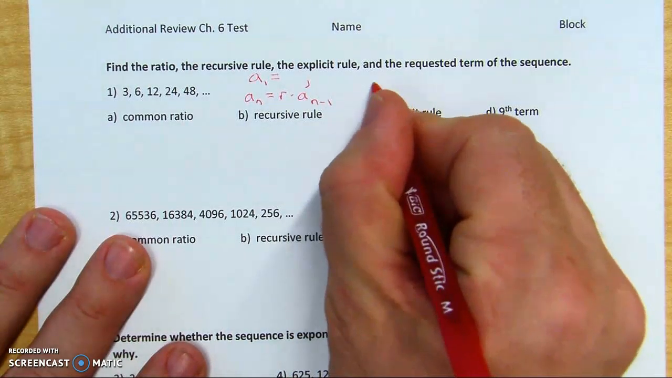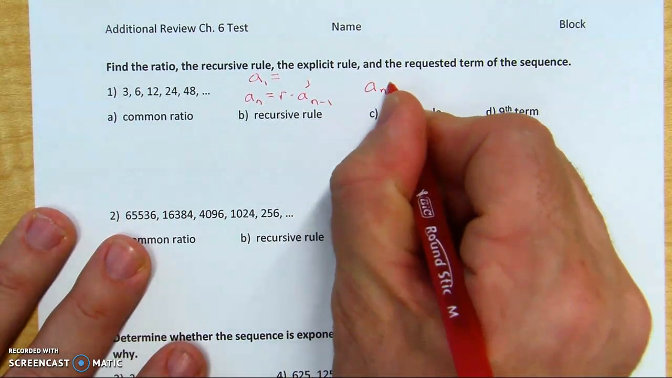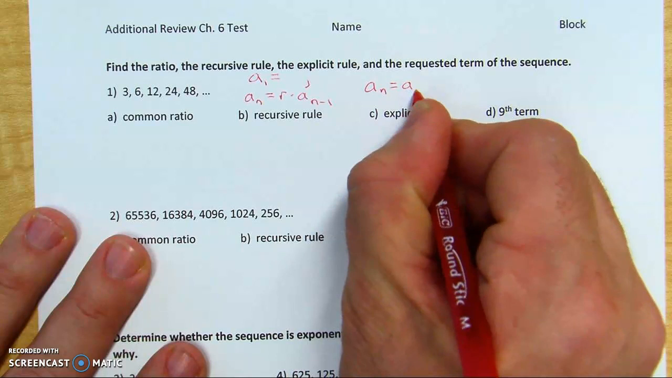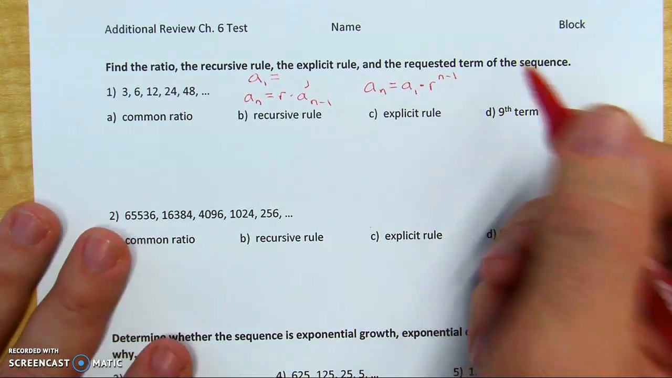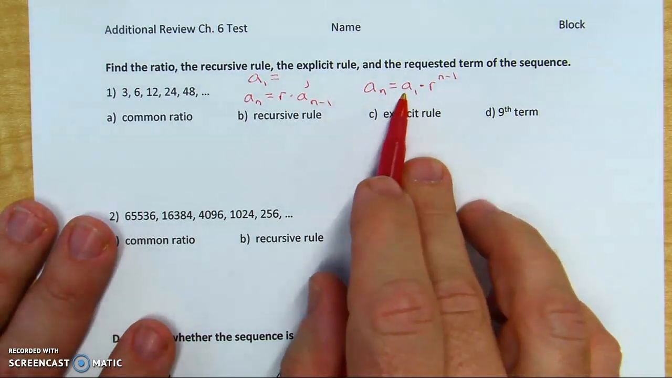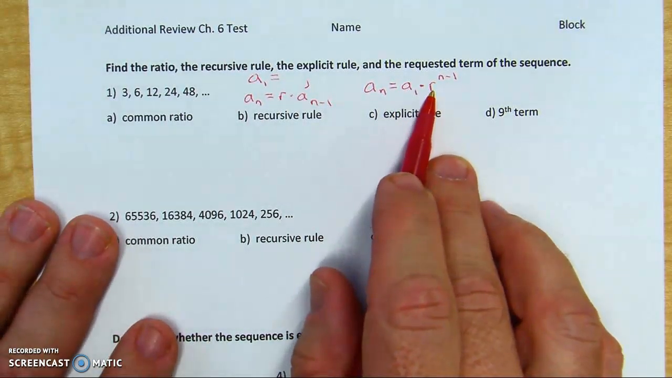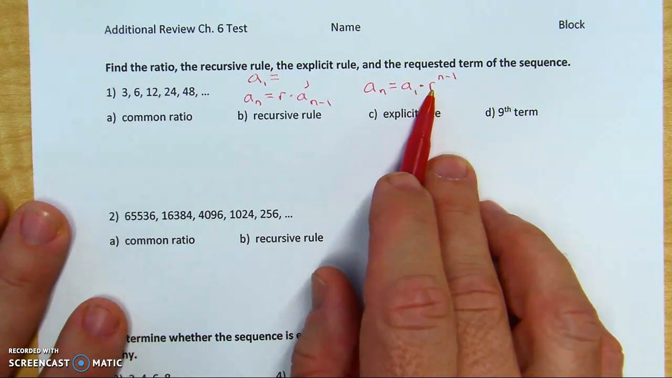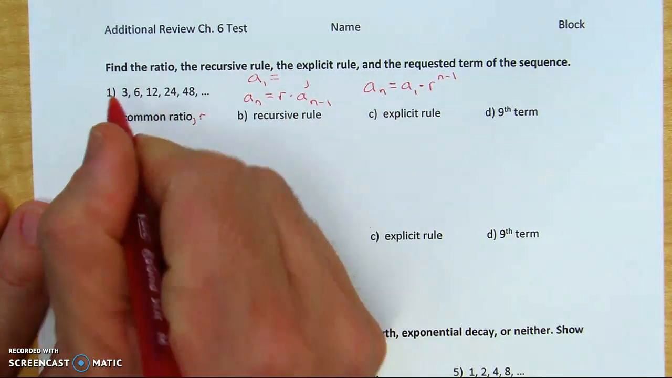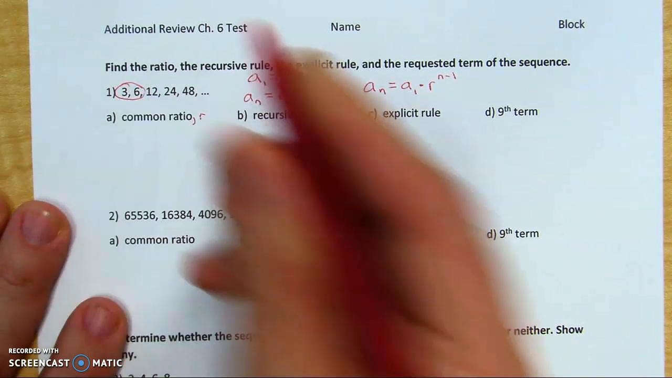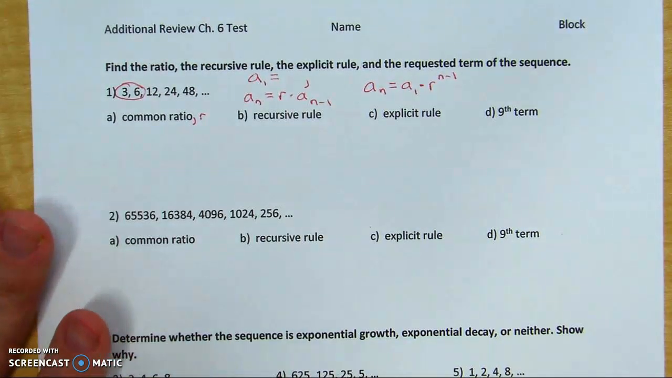For the explicit rule, you're going to have a sub n equal to the first term times r to the n minus 1. So we just need to figure out what the first term is and what the r is, and we can plug things in. So first, to get the r, which is the common ratio, you need to just take a look at a couple of the terms.